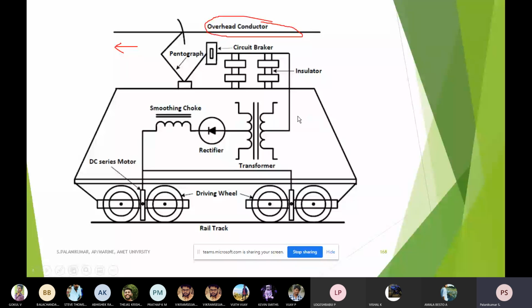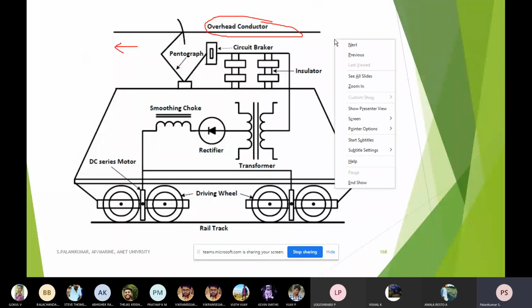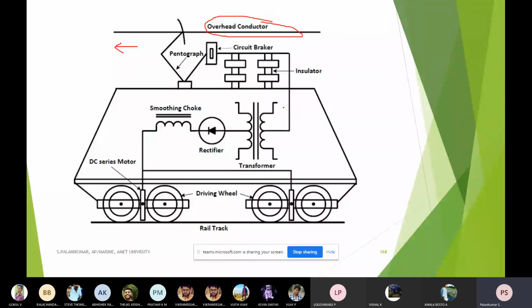Then it is taken straight to a transformer. We know that this line carries up to 25 kV, 50 hertz. Inside, it will be stepped down to the required amount of voltage. Then it is allowed to pass through a rectifier. This entire arrangement is meant for a DC motor, DC locomotive, DC traction, whereas in the case of AC traction also some transformer will be there.